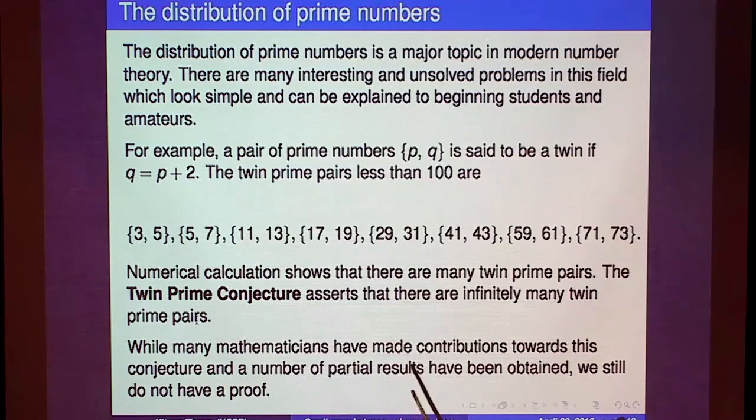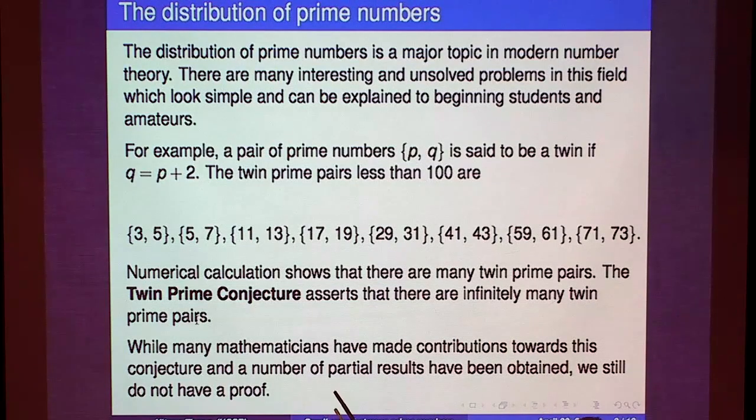Let me show one example, the so-called twin prime conjecture. We say a pair of prime numbers P, Q is said to be a twin prime pair if the larger one is equal to P plus 2. So let's look at how many twin prime pairs there are less than 100. We give the list: 3, 5; 5, 7; 11, 13; and so on.